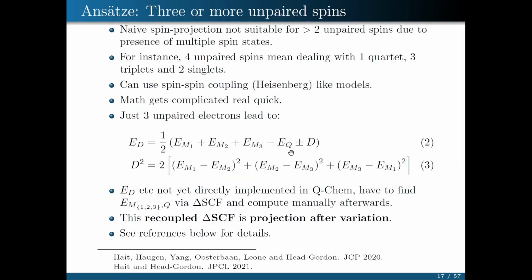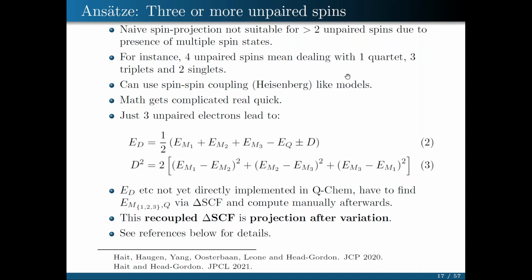But that's the case with two unpaired spins. If we have three or more, the situation gets much, much more complicated. If we had two unpaired spins, we only had a singlet and triplet to worry about, so we could just view this as sort of a spin projection based method. However, if we have more unpaired spins, we have a lot more states and a spin projection becomes much trickier. For instance, if we have four unpaired spins, the manifold of states would have one quintet, three triplets, and two singlets. And therefore, just trying to project out to the correct S-squared value is not going to be enough.